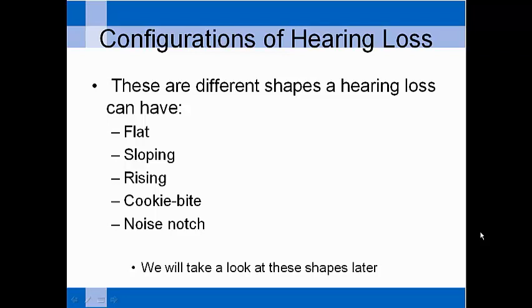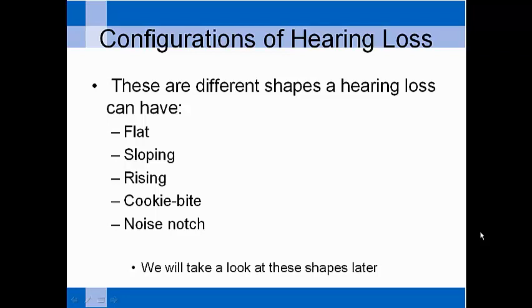So you can still hear it, but it definitely doesn't sound quite as nice as it does with normal hearing. So the next thing we're going to go over is the configurations of hearing loss, or the different shapes that a hearing loss can have. And here we have 5 different shapes. We'll take a look at some examples later on.